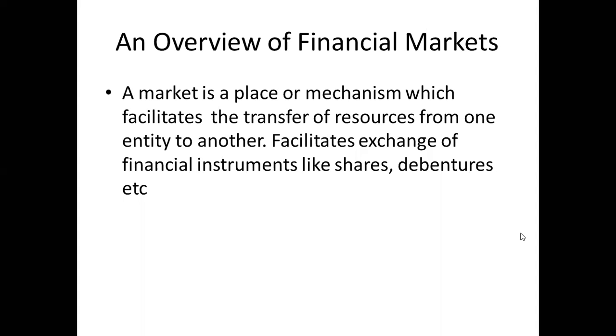So next what we are going to discuss is a little bit overview of the financial markets. Here these financial markets, it's not like a physical place. It is a place or a systematic mechanism which facilitates the transfer of resources from one entity to another. So something like exchange of financial instruments like shares and debentures, etc. So here trading happens wherein you buy and sell shares and debentures. So such facility is called a financial market.